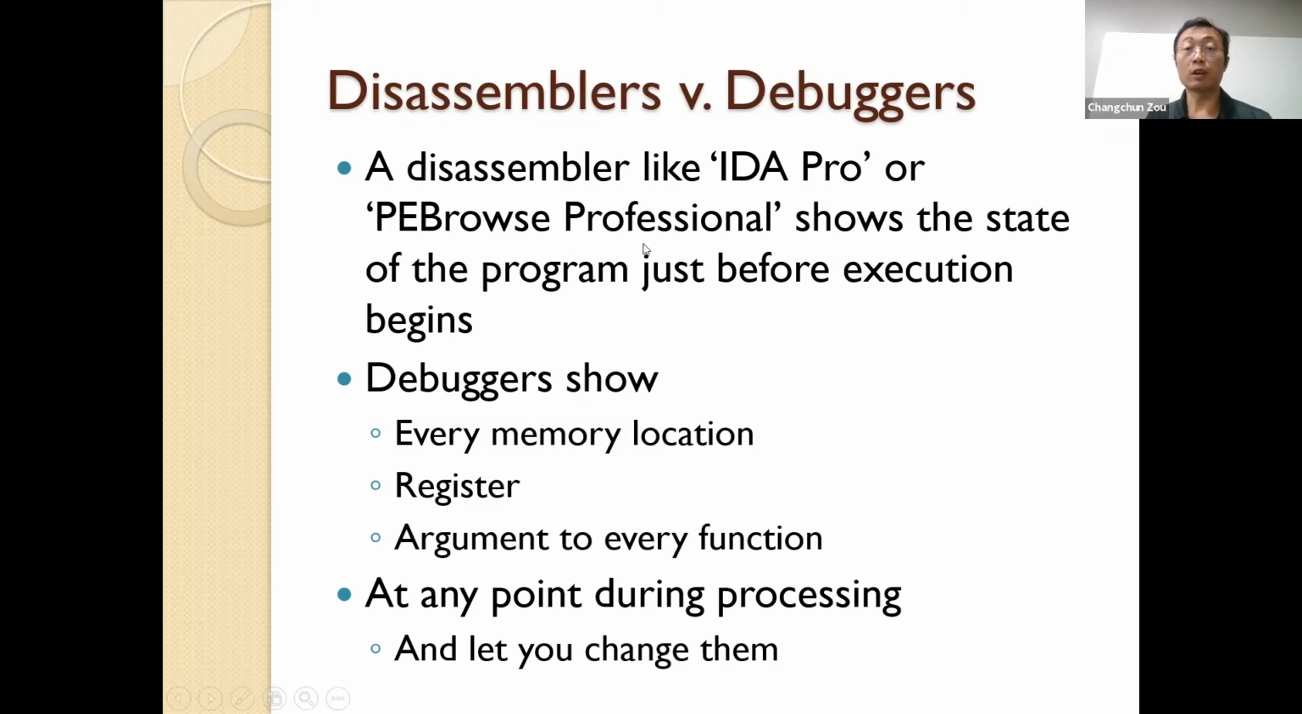Actually, PE Browse Professional can also show the assembly language. We have shown that before. When you click the .text section in the binary program, you can actually see the assembly language for that program. But it can only show that. It doesn't have further analysis for you to do.